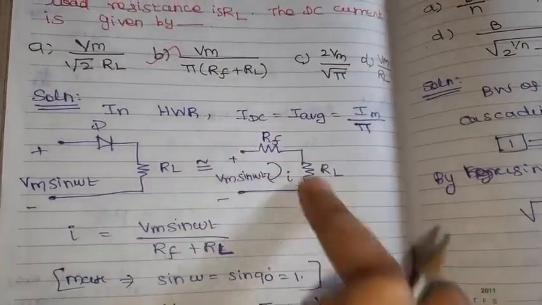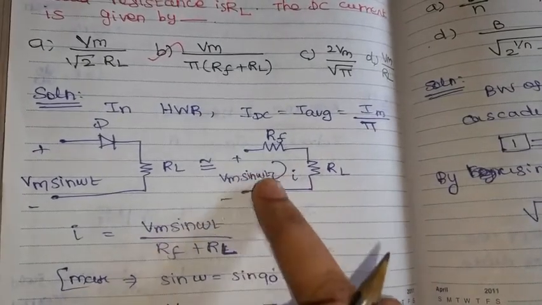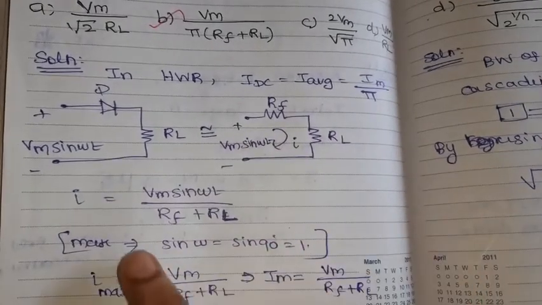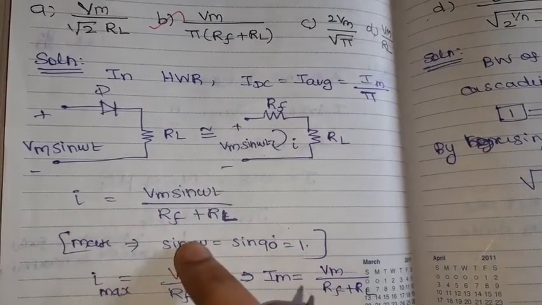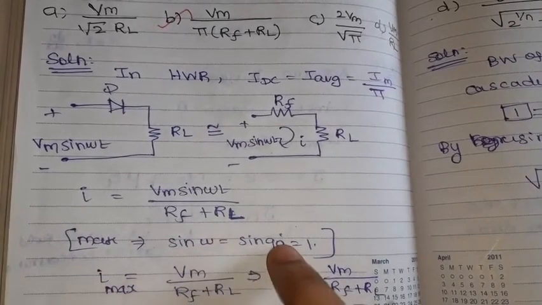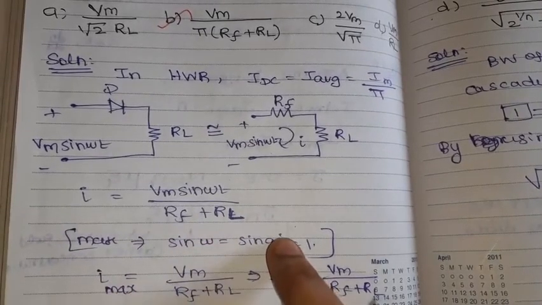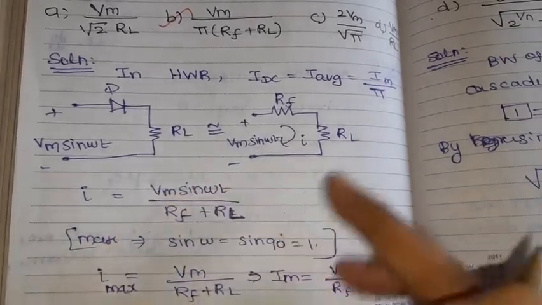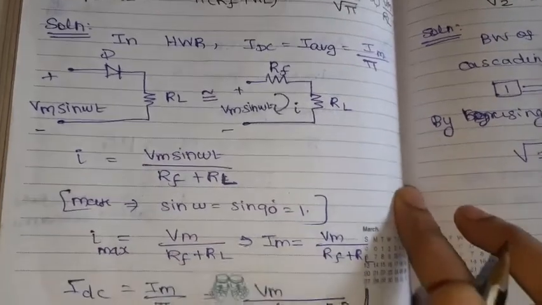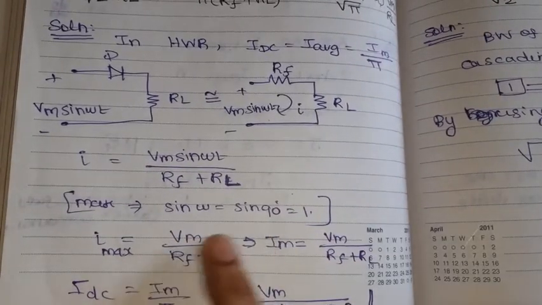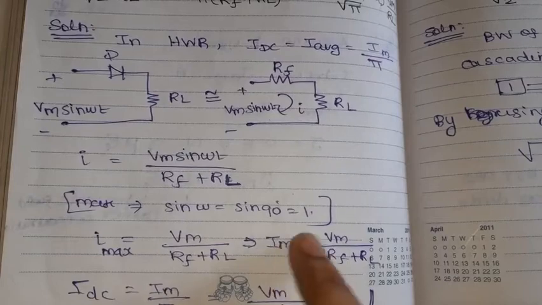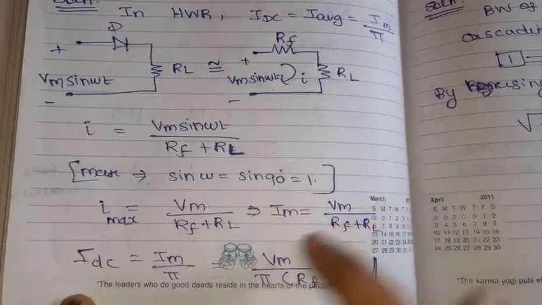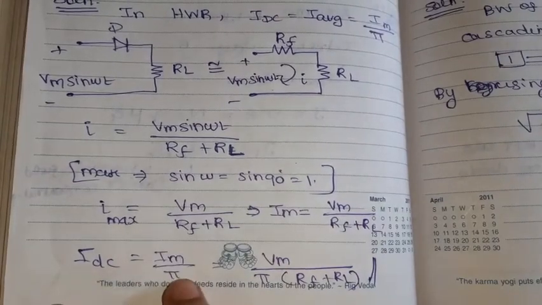So what is I? I is equal to Vm sin omega t divided by RF plus RL. At the maximum, we can put sin omega t as sin 90 degrees, and sin 90 degrees is equal to 1. So the maximum current is Vm by RF plus RL. We can call it Im. Im is equal to Vm by RF plus RL. So IDC is equal to Im by pi.